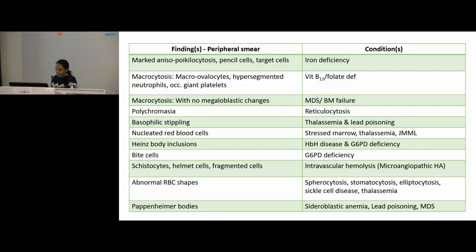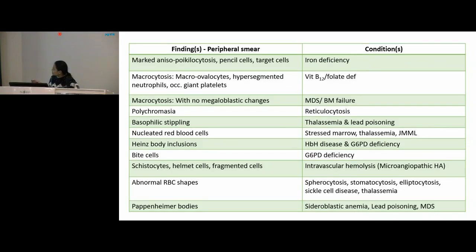Similarly, if you have a megaloblastic anemia, you will have hypersegmented neutrophils, and there will be macrocytosis in the peripheral smear, and occasionally you can find giant platelets as well. And in all the marrow failure syndromes, inherited marrow failure syndromes, or aplastic anemias, usually the peripheral smear will show macrocytic RBCs, and there will not be any associated megaloblastic changes. That would be the difference between megaloblastic anemia and the marrow failure syndromes. Both will have an elevated MCV.